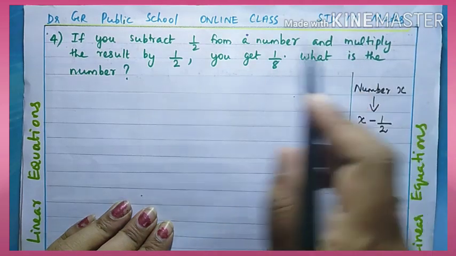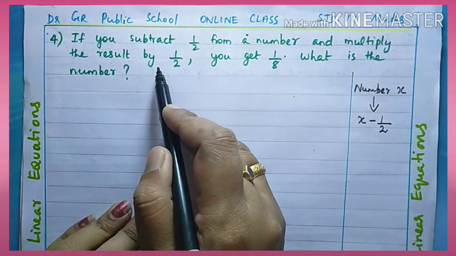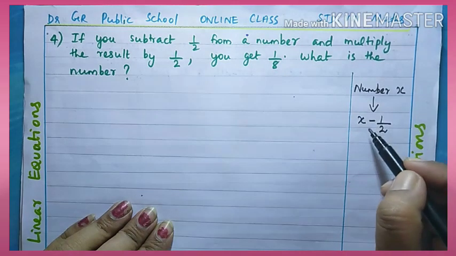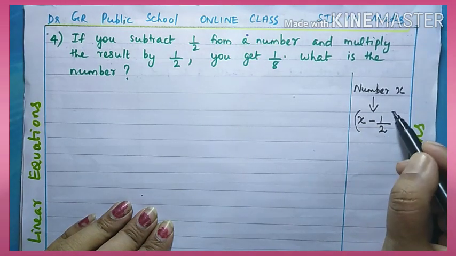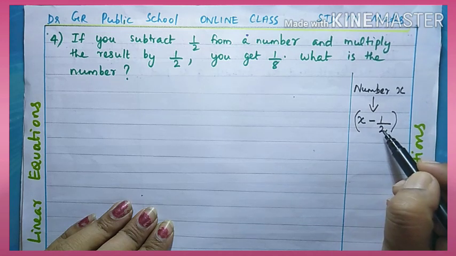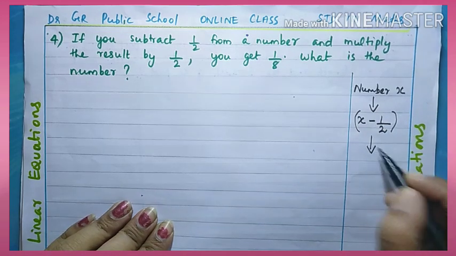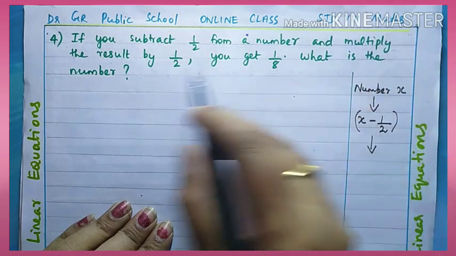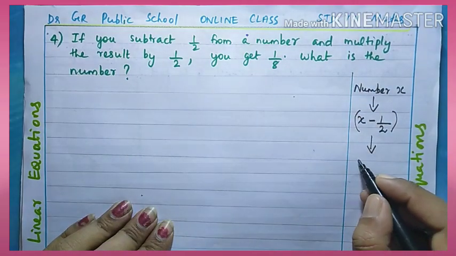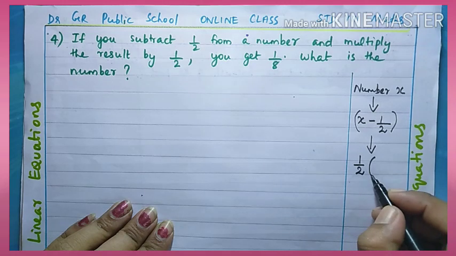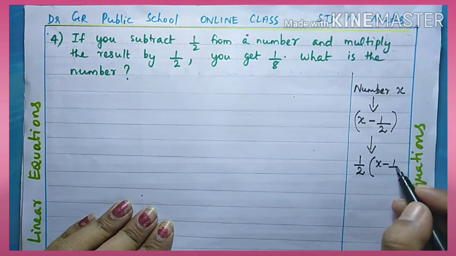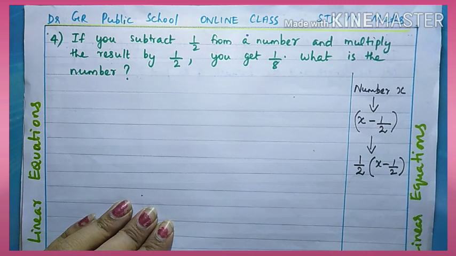And multiply the result by 1 by 2. What do you mean by result? We don't know what is the result of this. So this is considered as the result after subtraction 1 by 2. So the next step means, and multiply the result by 1 by 2 means, we are going to multiply 1 by 2 into this result x minus 1 by 2.